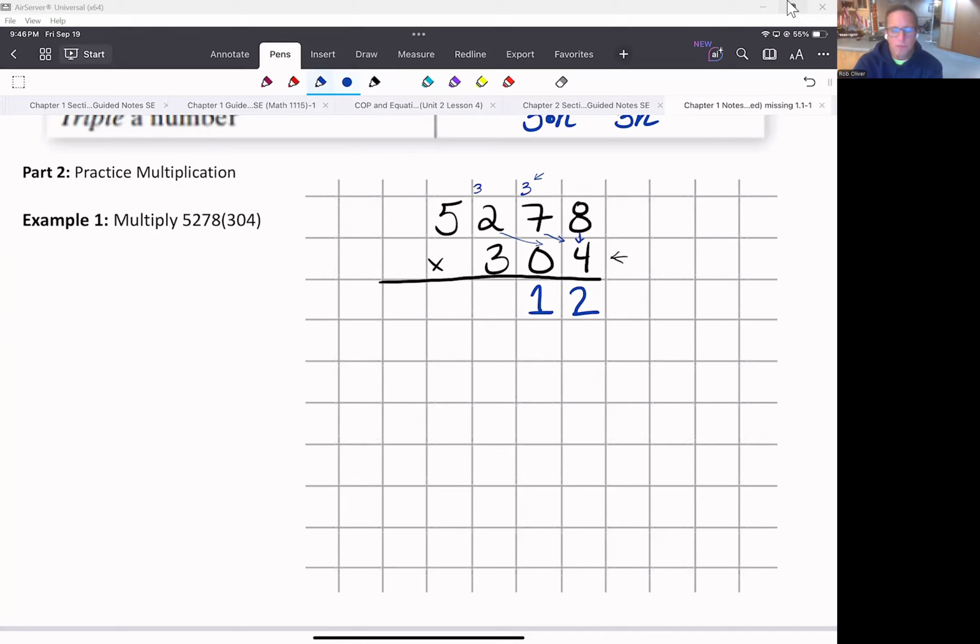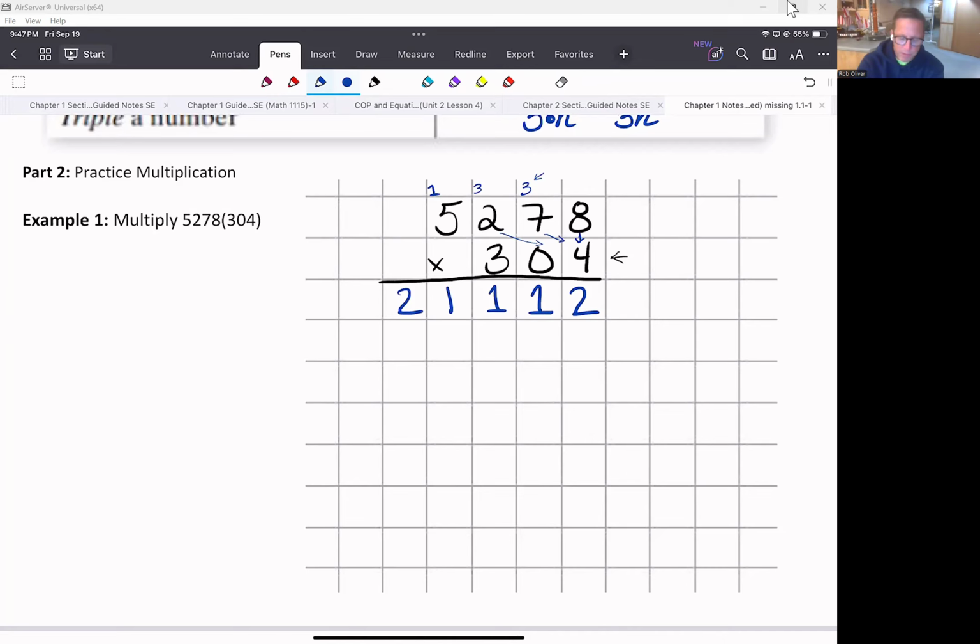All right, 2 times 4 is 8, and 8 plus 3 is 11. Carry the 1 over there. All right, and then 5 times 4 is 20, plus 1 is 21. There you go.